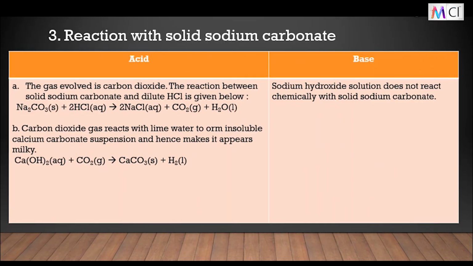Reaction with solid sodium carbonate. The gas evolved is carbon dioxide. The reaction between solid sodium carbonate and dilute hydrochloric acid is given below as Na2CO3 + 2HCl gives 2NaCl + CO2 + H2O. Carbon dioxide gas reacts with lime water to form insoluble calcium carbonate suspension and hence makes it appear milky. Ca(OH)2 + CO2 gives CaCO3 + H2O. In base, sodium hydroxide solution does not react chemically with solid sodium carbonate.